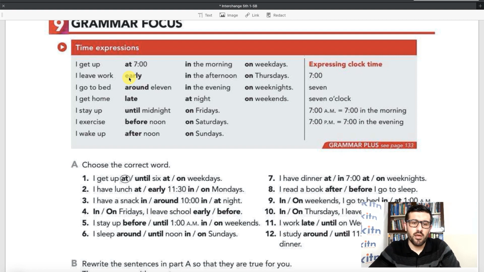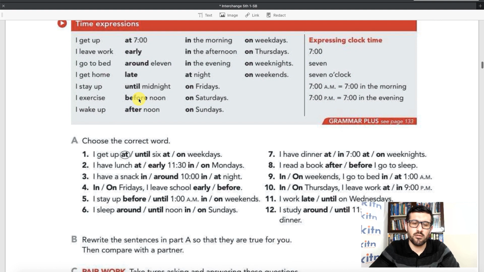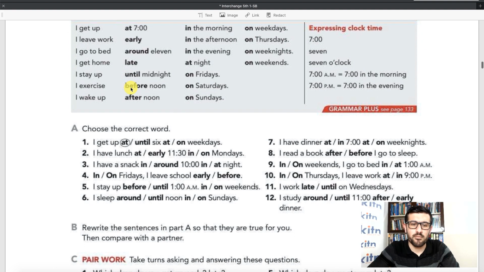Okay, I go to bed around 11. That means not 11 exactly, maybe before or after, 10:15, something like that. I get home late. That means you may get home at around 10 p.m. Okay, and I stay up until midnight. I exercise before noon, that's before and after, okay?